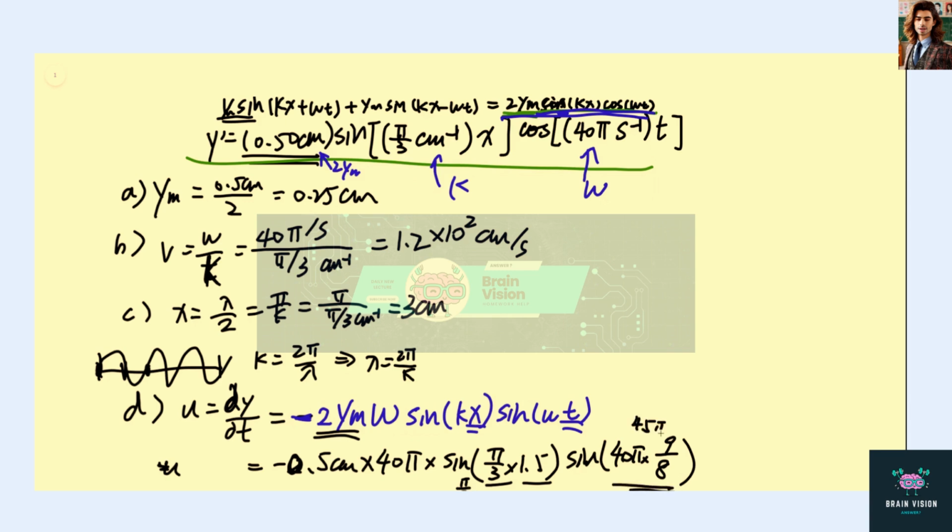Here's the thing: what is sine of 45 pi? Sine looks like this, with zeros at 0, pi, 2 pi, so at any integer multiple of pi the value is 0. So the speed is 0. What that means is that this given point is actually a node.